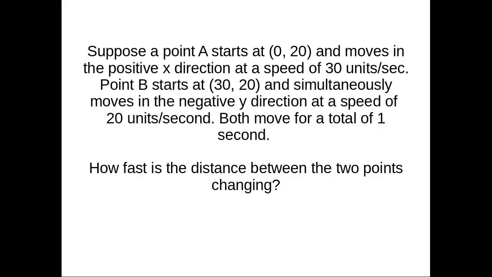Suppose a point A starts at (0, 20) and moves in the positive x direction at a speed of 30 units per second. Point B starts at (30, 20) and simultaneously moves in the negative y direction at a speed of 20 units per second. Both move for a total of 1 second. How fast is the distance between the 2 points changing? This is a fairly standard related rates type problem.